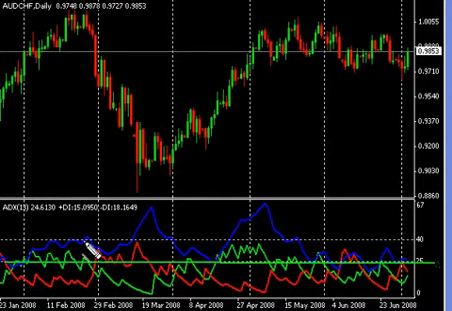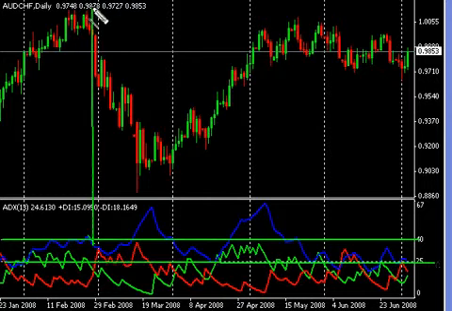Now if it comes below 40, when it goes up and it drops down below 40, that is a good indication that that trend is over. And in this case it was a good indication that this downward trend was over.